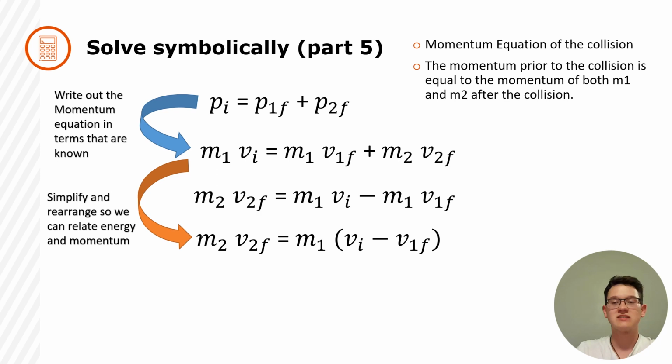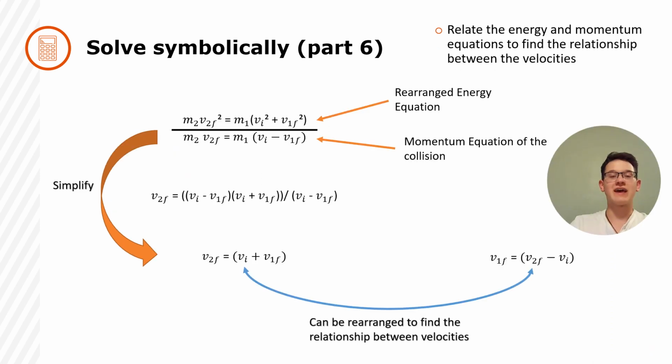The key here is that when we simplify the equation, we want to formulate it in a similar manner to the energy equation. Now that we've related the energy and the momentum equations, we can use elimination and arithmetic to find the relationship between the velocities of both mass 1 and mass 2 after the collision.